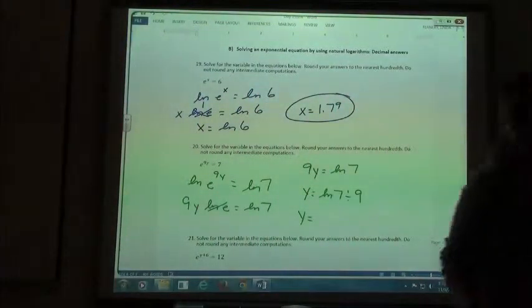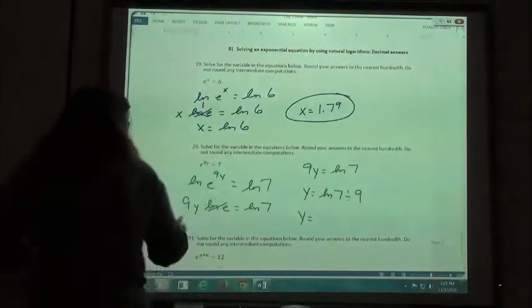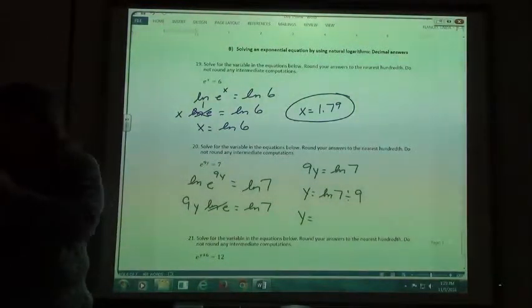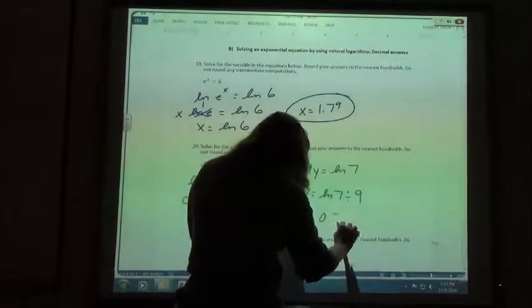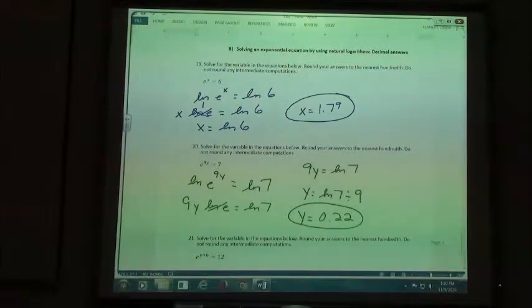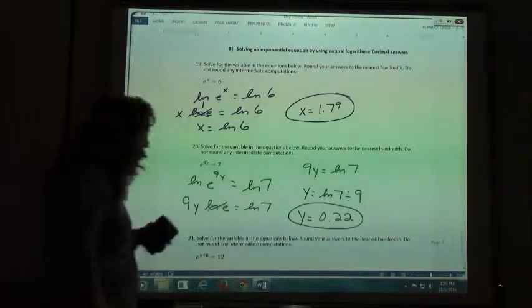Oh, yeah, you can't just do that. Well, there's a 9 on our y this time, right? So we got 0.22. Yep, what she said. All right, do number 21 then.